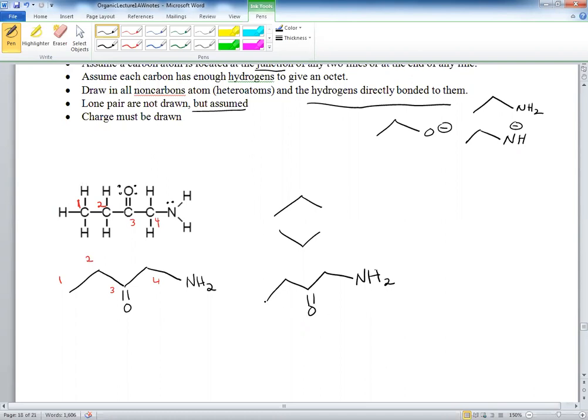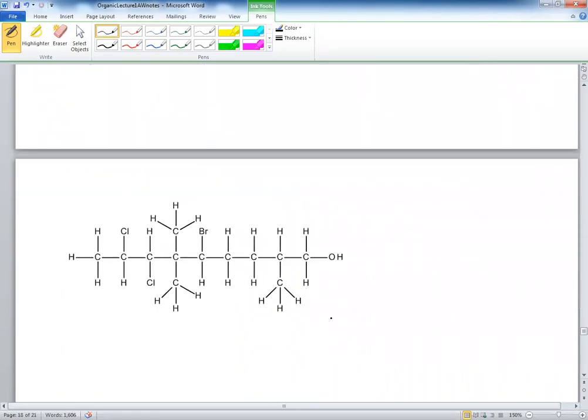And I know that each has an octet. So you might ask, how do I know if it has an octet? If it doesn't have an octet, then it's going to have a positive charge. Again, going back to the formal charges. Okay, so let's work on this one. How do we do this one?